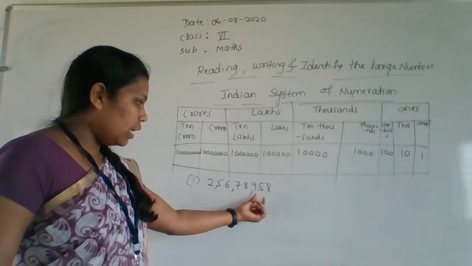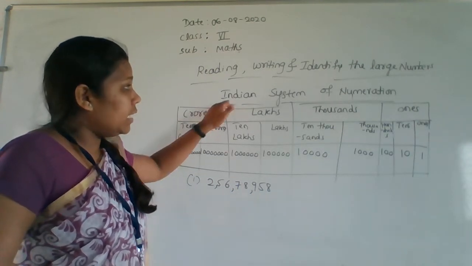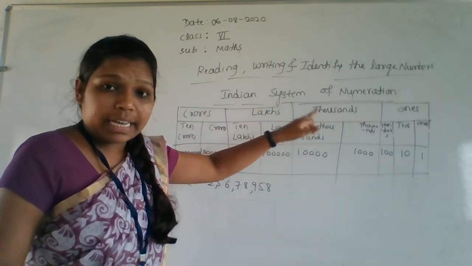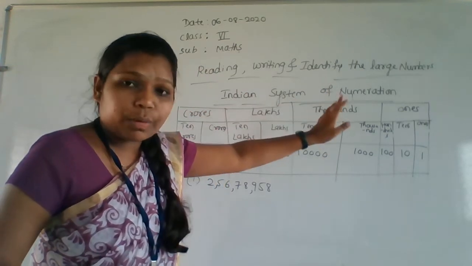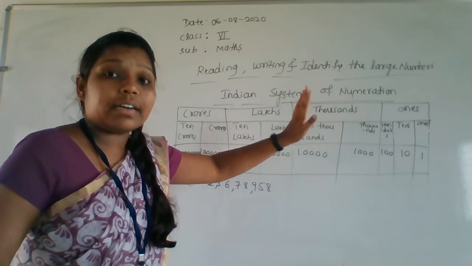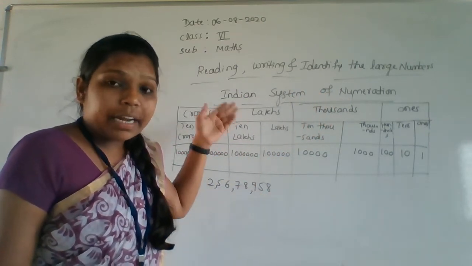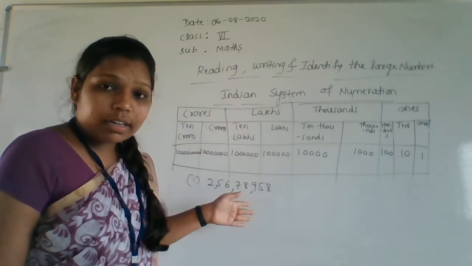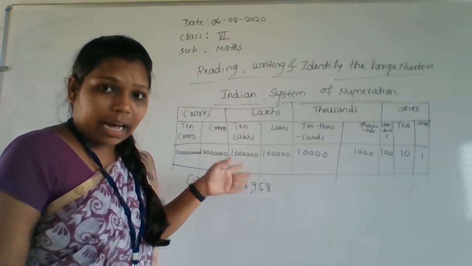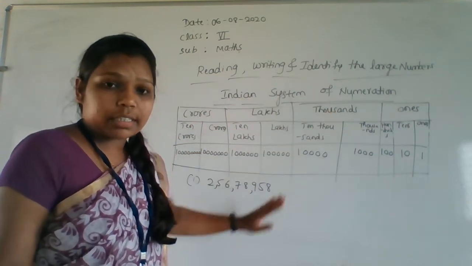But at the start only we have to take 3 numbers. That is as per the Indian system of numeration. Please keep it in your mind. This is called the Indian system of numeration. Next we'll move to the international system of numeration. Okay, so this is only for the Indian system of numeration. It's for only our country, India. So the Indian system of numeration is like this.